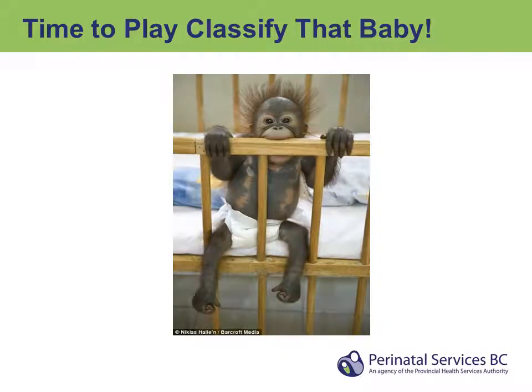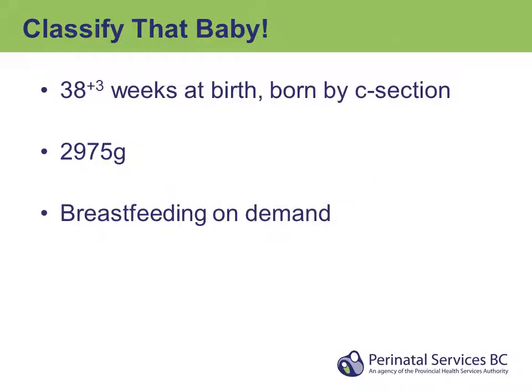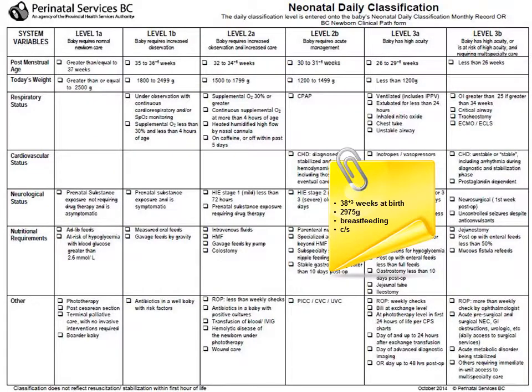As indicated earlier, the tool should be fairly straightforward, which we hope to demonstrate over the next few slides as we work through a few cases. Let's consider a baby that is born at 38 weeks, 3 days gestation by C-section, weighing 2,975 grams and breastfeeding. Let's break it down to determine what level this baby would be classified as.